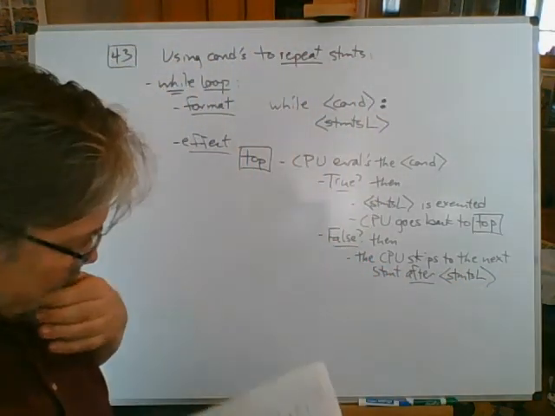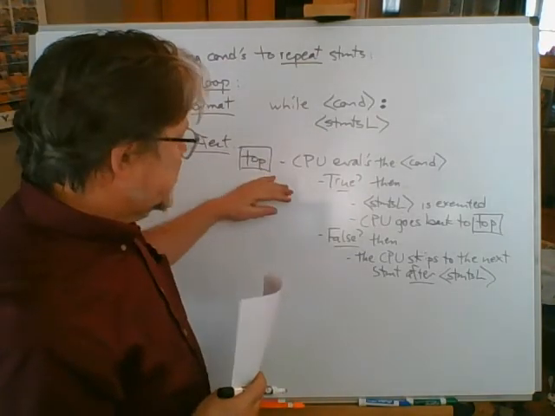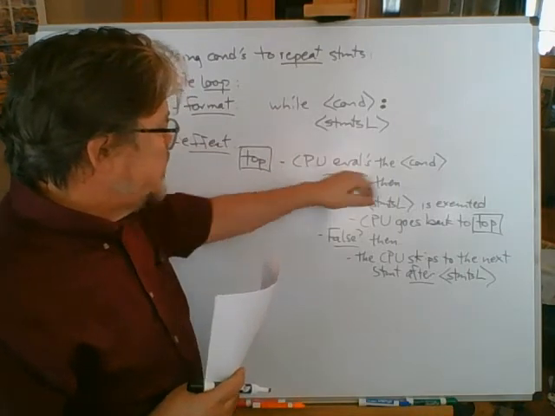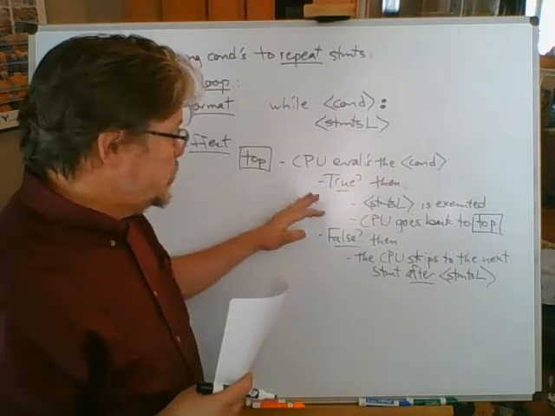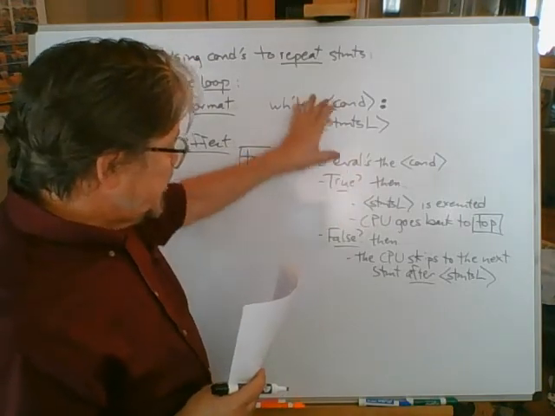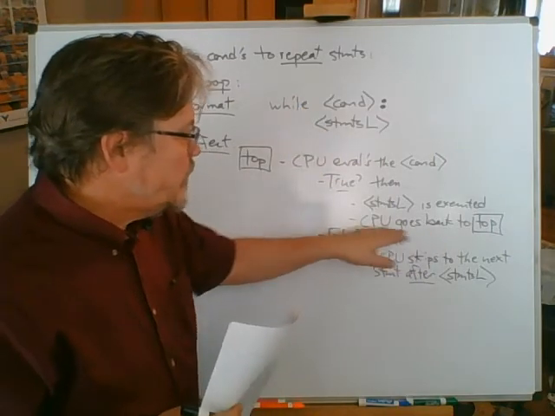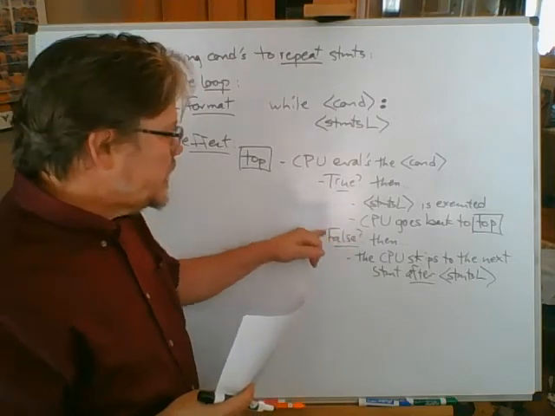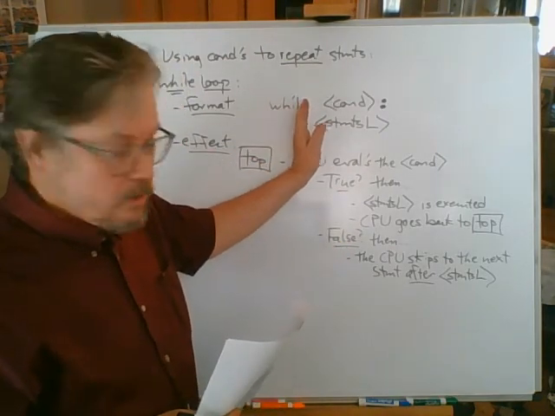Let me see if I can read this back and make any sense out of it. At the top, here's the first line of our while loop. At the very top up here with the while, the CPU evaluates this condition it sees up here. If that condition is true, then two things happen. It executes all these indented statements, and this happens automatically. There is no special statement that says, go back up there. It goes back up there automatically when it finishes the indented statements. That's why it's a loop. That's why it's called a loop.